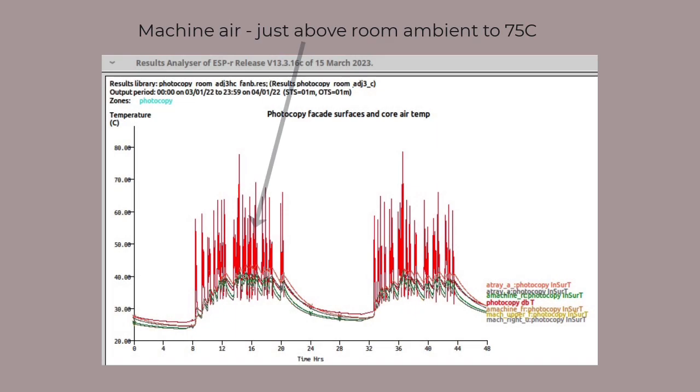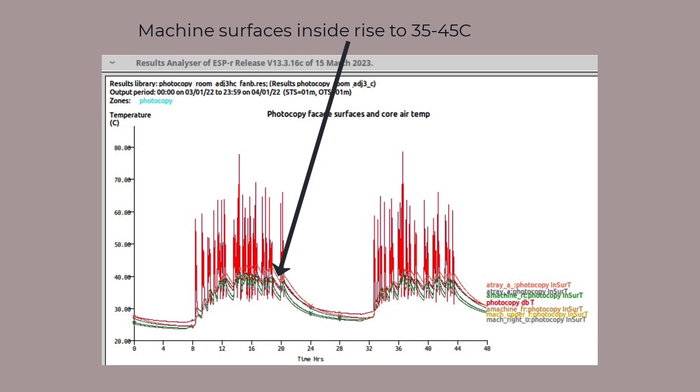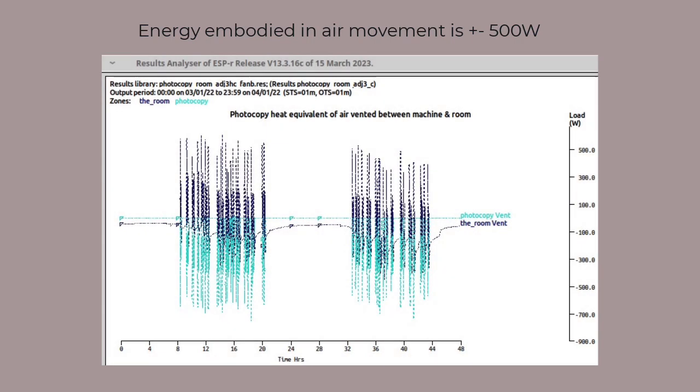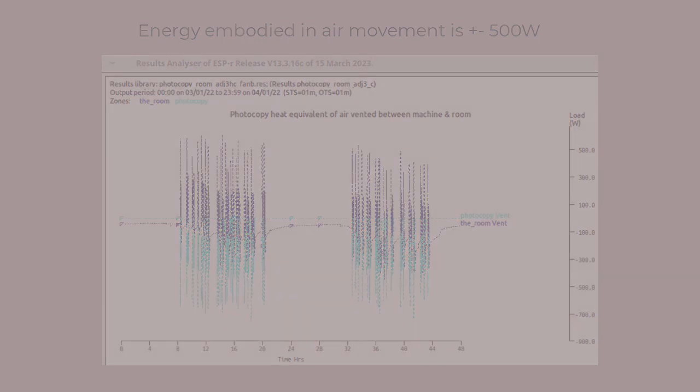If we look inside the machine, the heat injection translates to higher air temperatures as expected, and they occasionally approach 75 degrees. The interior surfaces rise to between 35 and 45 degrees C. That's a little bit higher than expected. If we look at the heat embedded in the movement of air between the machine and the room, we get roughly 500 watts of gain into the room and about 700 watts of cooling to the machine.